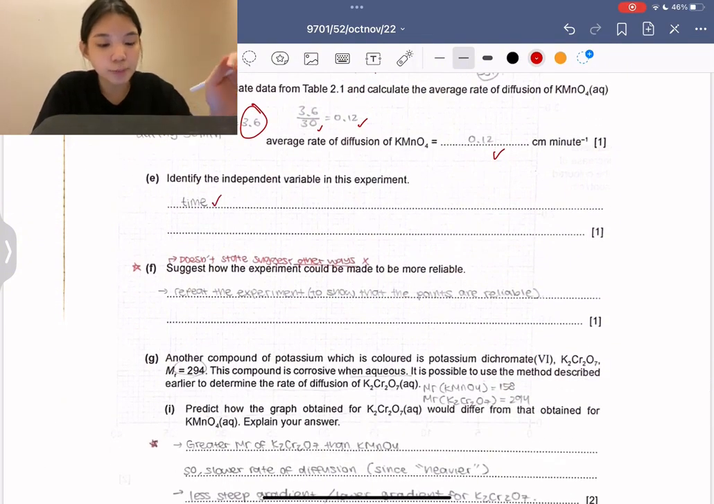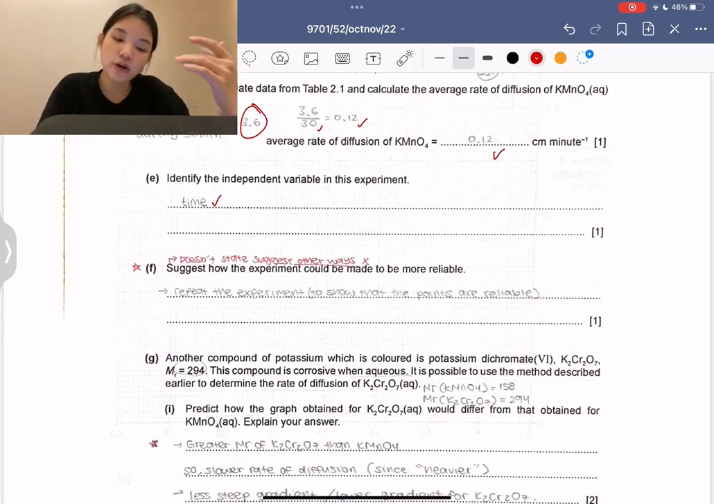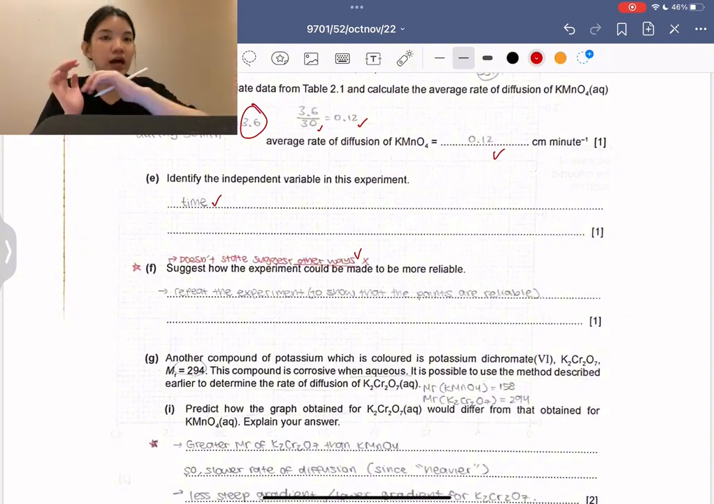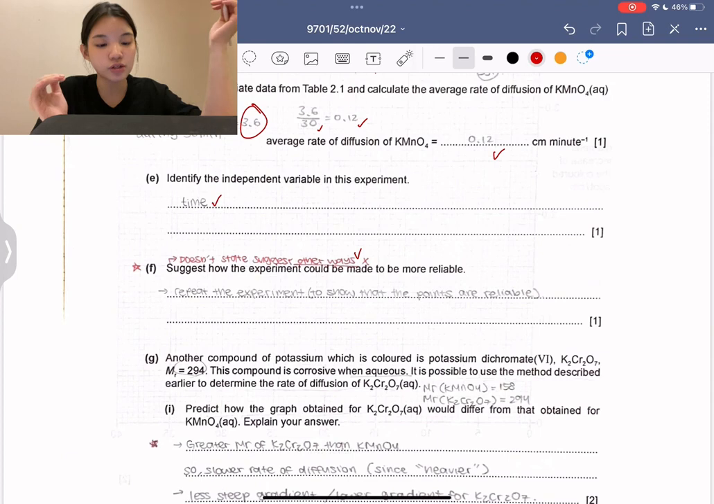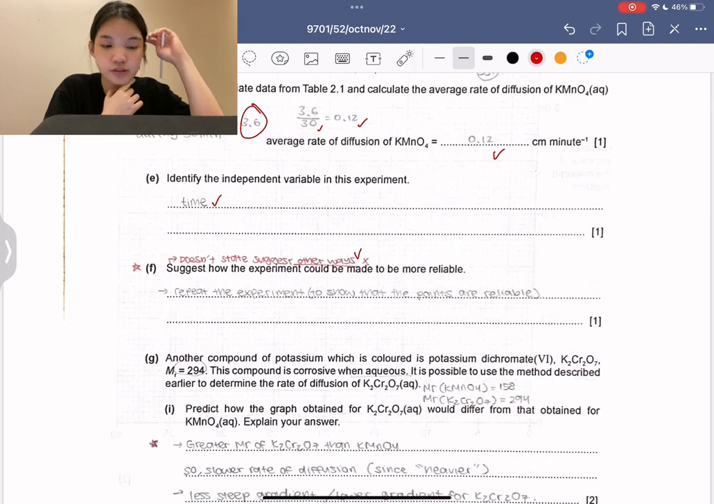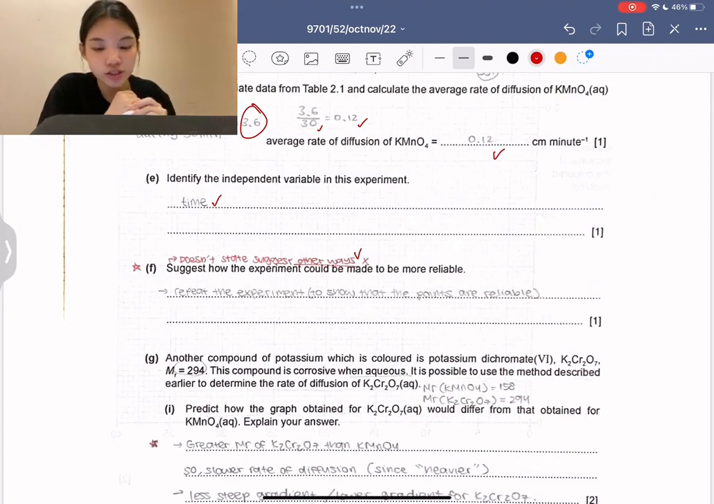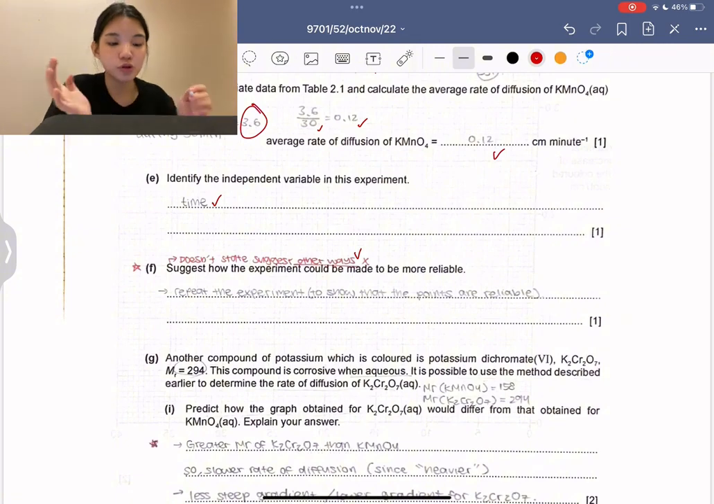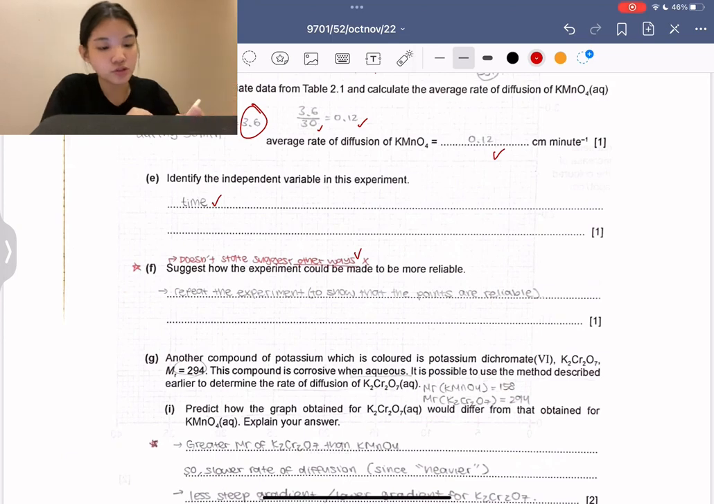Suggest how the experiment could be made to be more reliable. It states suggest how the experiment, it doesn't state suggest other ways. That's a mistake of mine. I actually initially suggested other ways in order to make the experiment more reliable by adding new variables. However, I'm not supposed to do that in this case. You're just supposed to say repeat the experiment to show that the points that you got in the first trial are the same as the points you're going to get in the second and third trials. So it shows that the points are reliable.